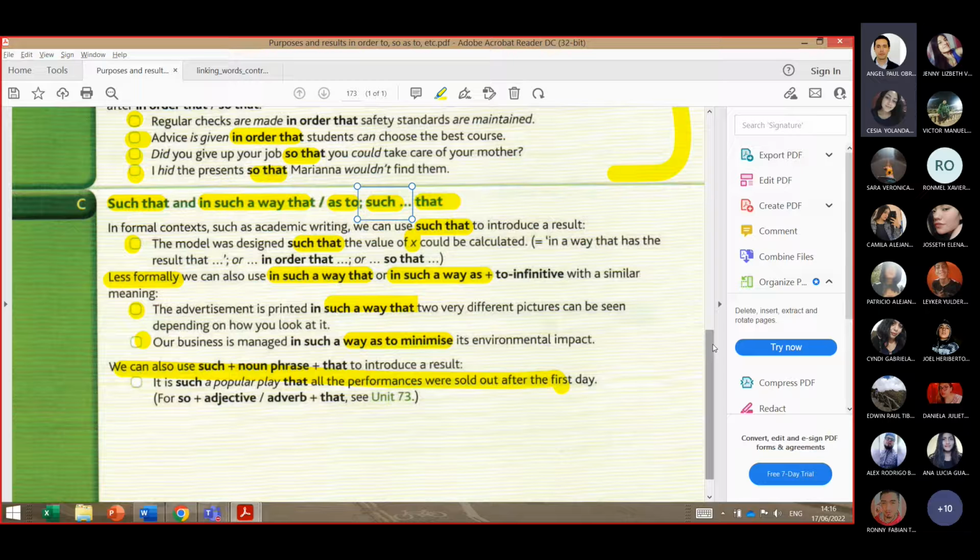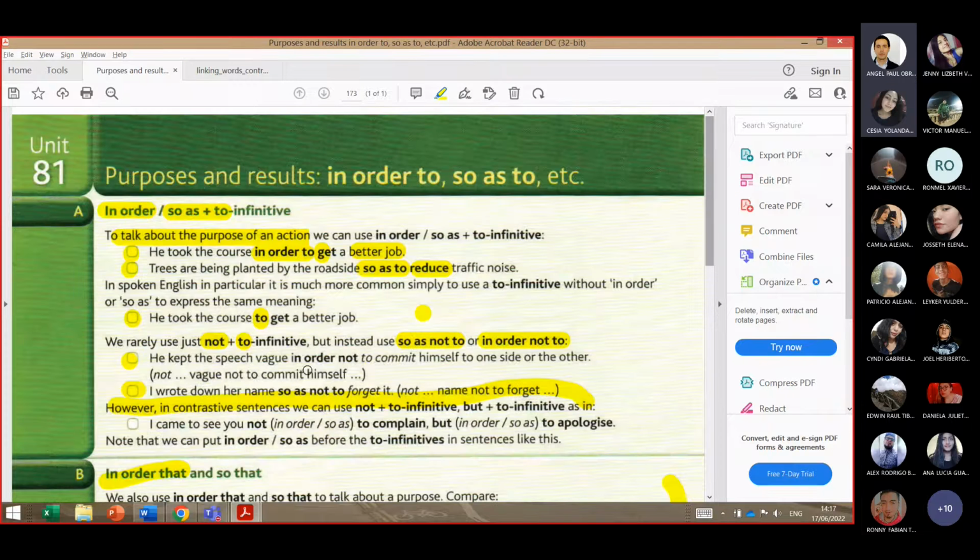Algo más formal, pero en este caso, si yo digo, por ejemplo, such a good boy, es algo informal, ¿no? Entonces, todo depende del contexto aquí. Ya, no sé si tienen alguna pregunta. No, profe.